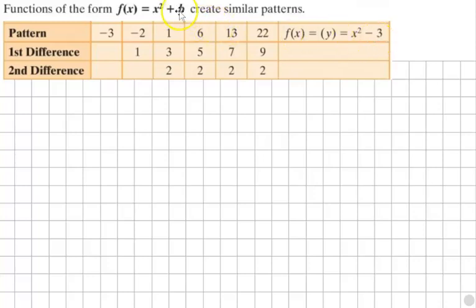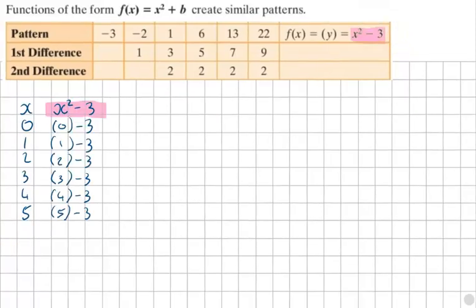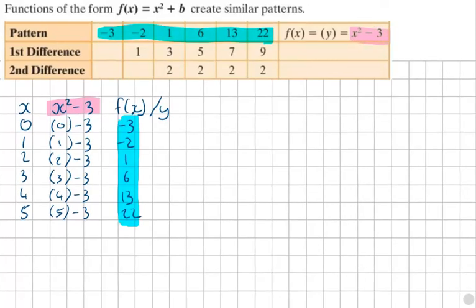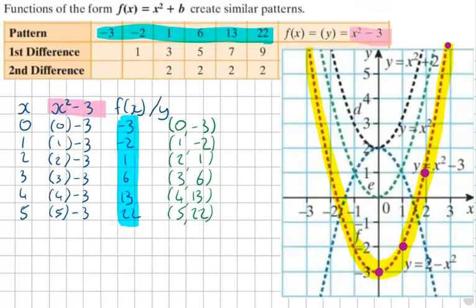So this time the plus b is minus 3. Or y is equal to x squared minus 3. So we have our x values. We sub them into the function. We get our output, which is our pattern, highlighted in blue. We put our x values and our y values together to create our couples. And then we plot them on the graph.